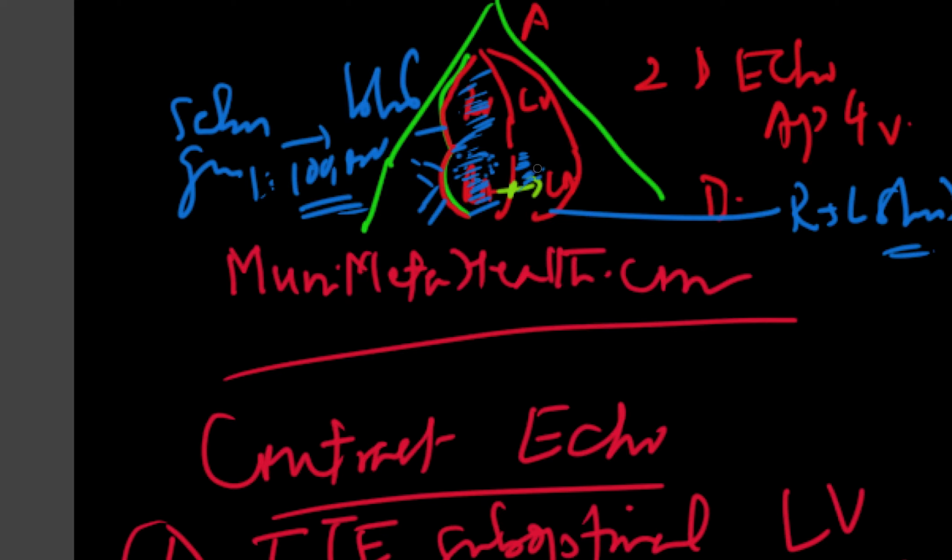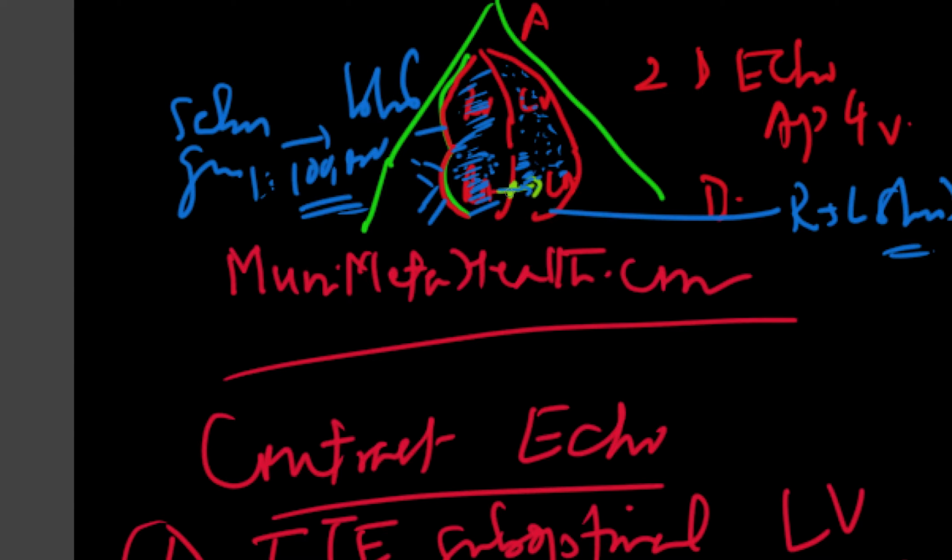But if it starts showing up in the LA, you know that there is a right to left shunt existing. Now later on, yes, after the circulation traverses through the pulmonary vasculature, some of these microbubbles will appear in the LA and then into the LV. But that is a different type of contrast one starts seeing later on, but that develops later.